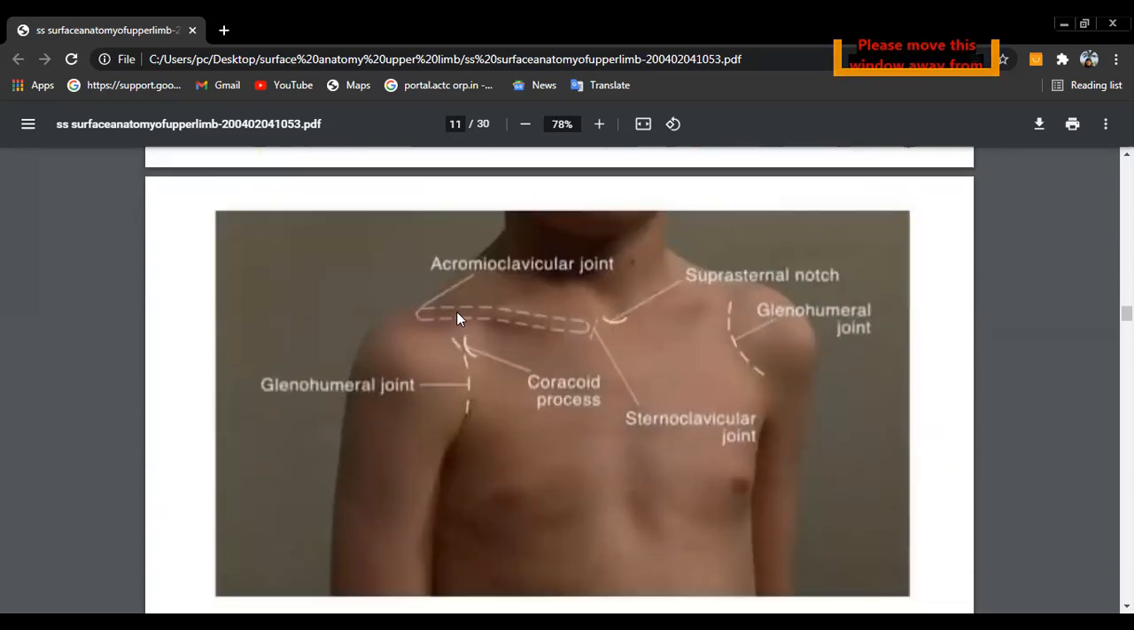So this is the outline or surface anatomy of the clavicle bone. This is the medial end, which is close to the manubrium of the sternum to form the sternoclavicular joint. Above the manubrium you have the suprasternal notch, also called the jugular notch. This is the glenohumeral joint, nothing but the shoulder joint. Below the lateral one third of the clavicle, you would be able to palpate the coracoid process.